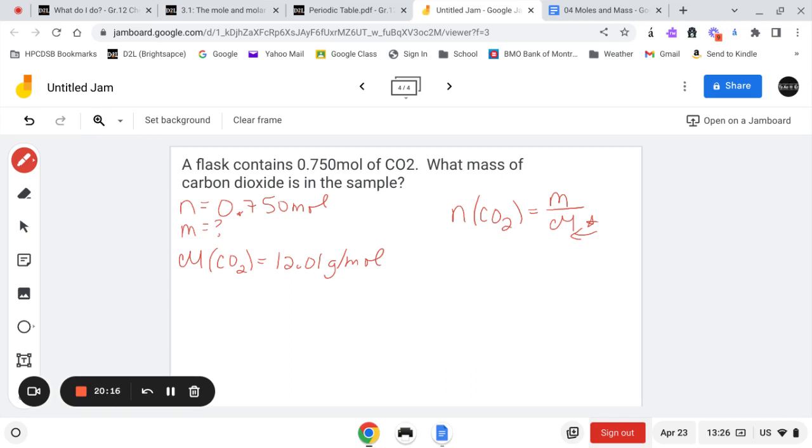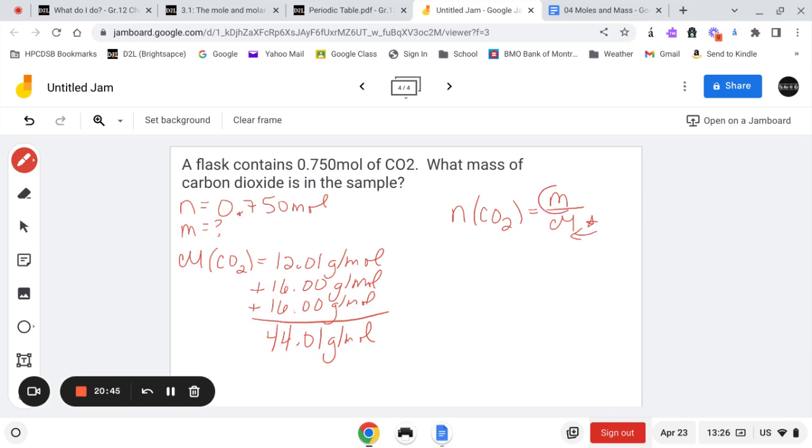Maybe I'll add this way. Let's add this way. Plus 16 grams per mole. And then one more, right? Because there's 2 oxygens. So 16 grams per mole. Different ways that you can set up math. As long as you get the right answer, that's all we care about. So 12.01 plus 16 plus 16 equals 44.01 grams per mole. Okay.